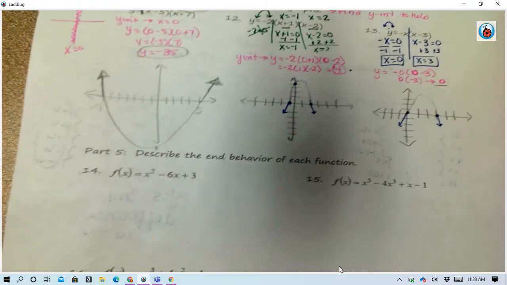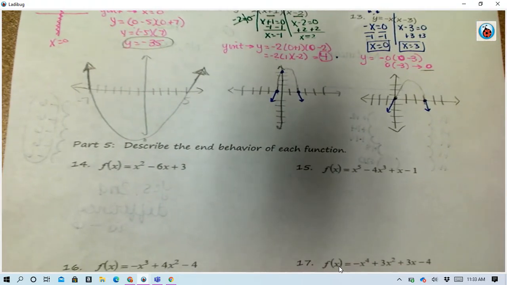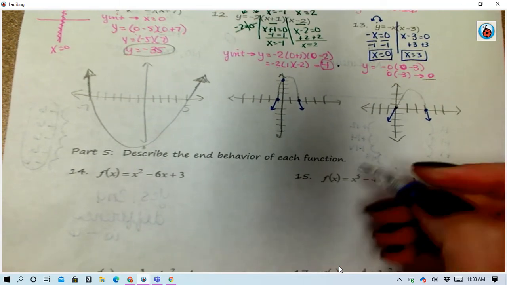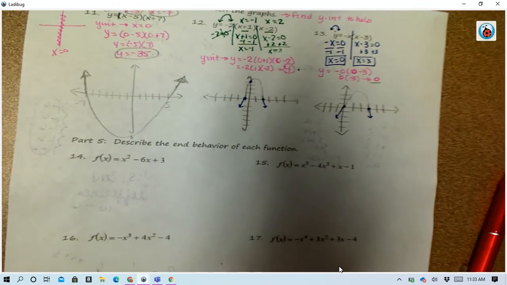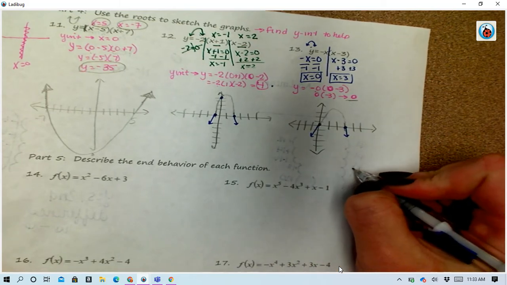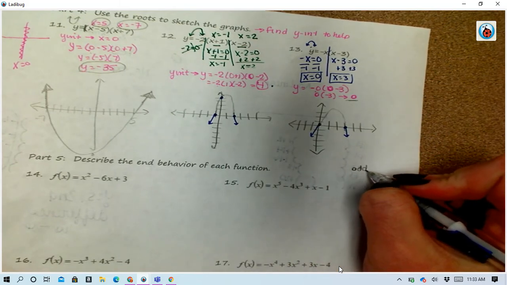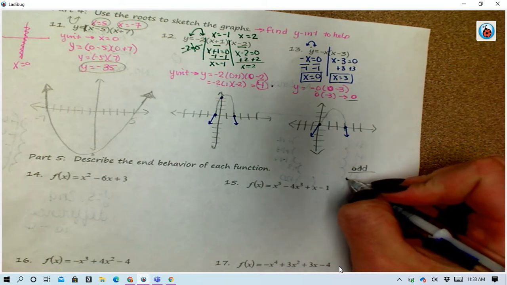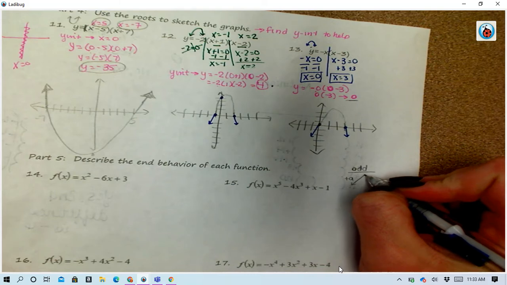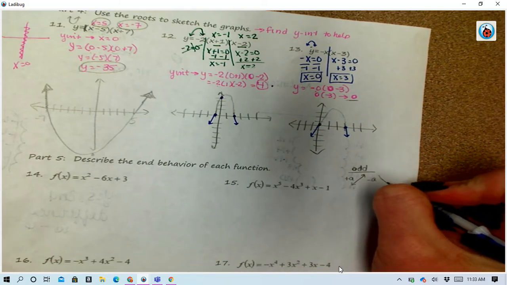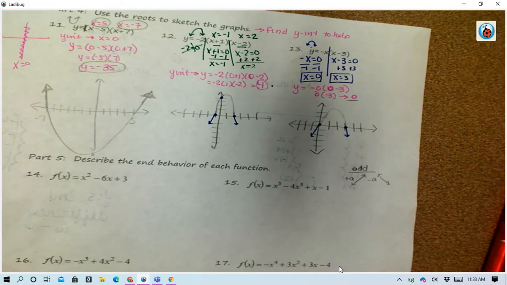Okay, part number 5, describe the end behavior of each function. Super easy. I'm going to write the notes over here. If we have an odd exponent, it's going to look like a line. So if the first number is positive, it would look like a line with a positive slope. If the first number is negative, it would look like a line with a negative slope.